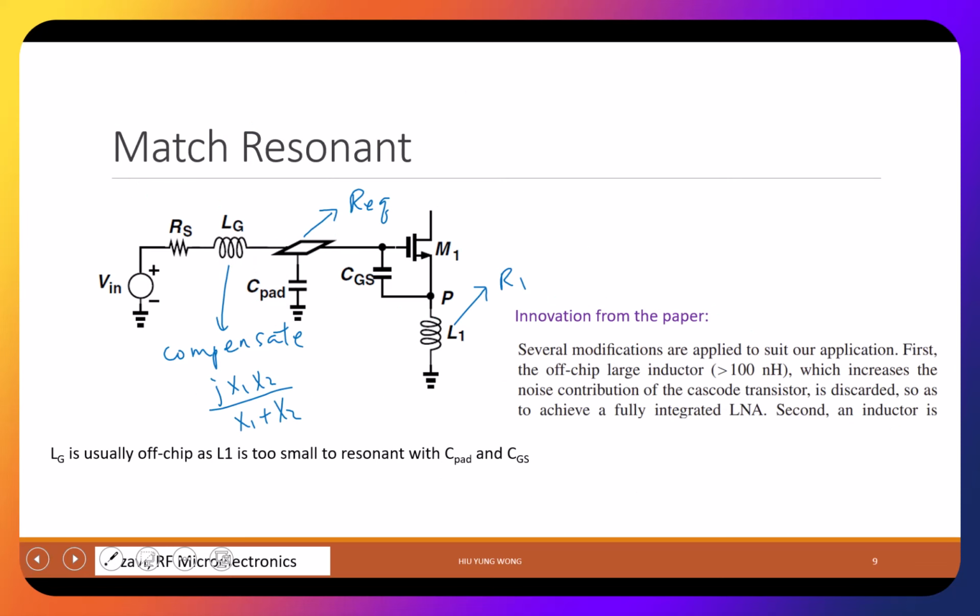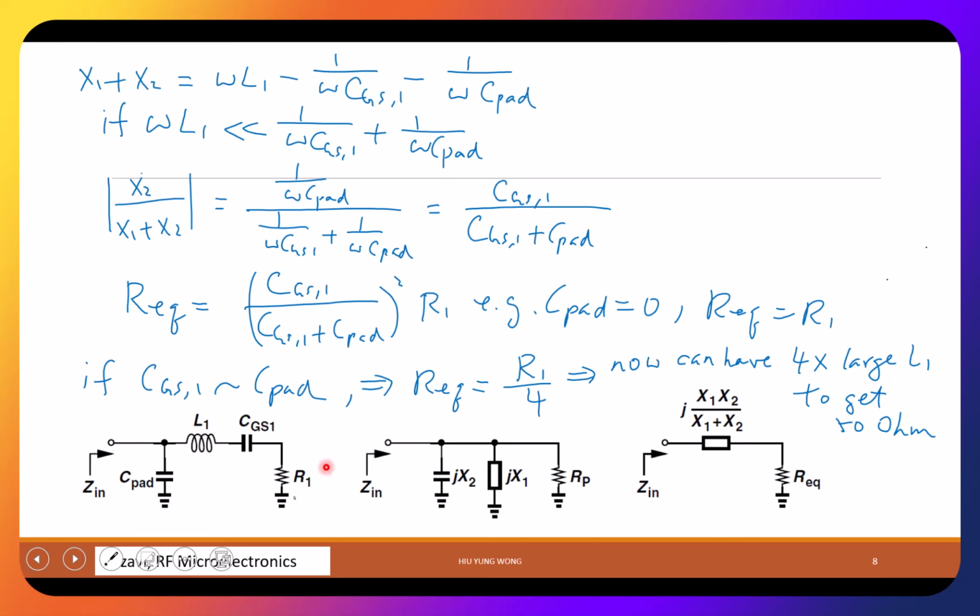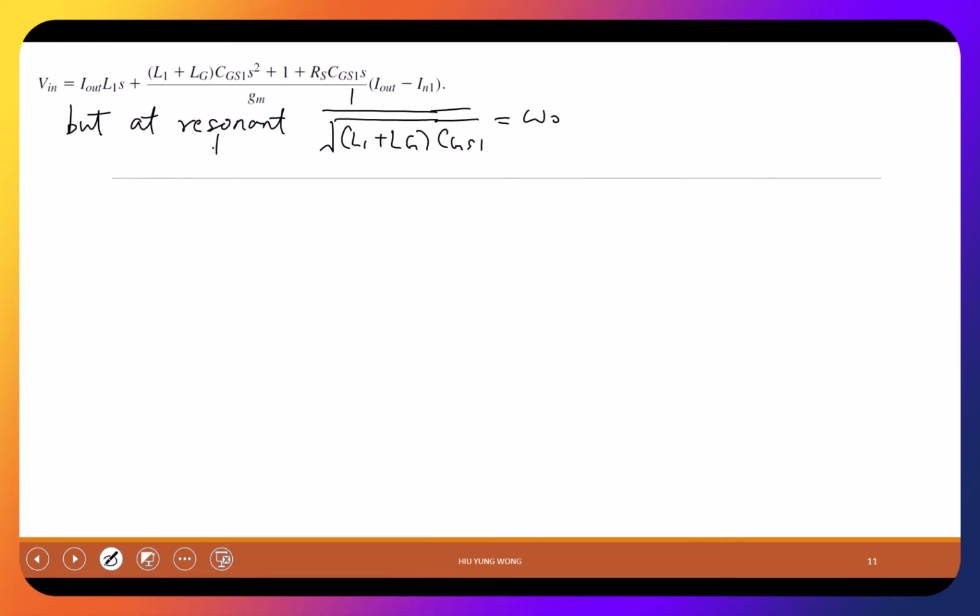I don't have the full circuit, so this whole thing is replaced by this one. We ignore the CPAD. RLG is used to cancel the inductive, the reactive part. So when we are operating at resonance, meaning Z in is matched, we have only the real part. This is equal to omega squared. So it means that (L1 plus LG) times CGS1 times S squared plus 1 equals 0, and this whole term is 0 at resonance.